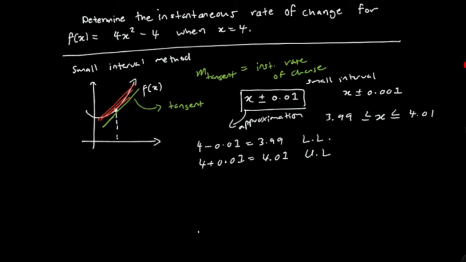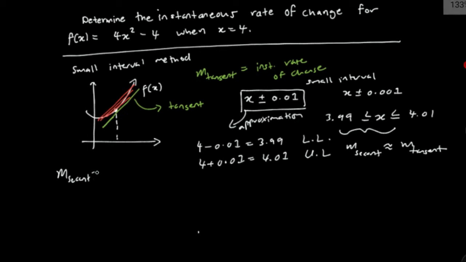And now when we have our small interval, at this small interval, the slope of the secant can actually be approximated as the slope of the tangent. So that's really the idea behind it. Now, if we're finding the slope of the secant, we know that the slope of the secant here is f of x2 minus f of x1 over x2 minus x1. Okay, so we'll just use the rise over run formula that we did in previous videos.